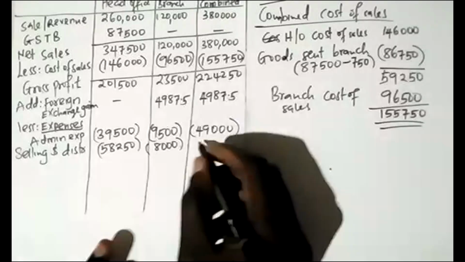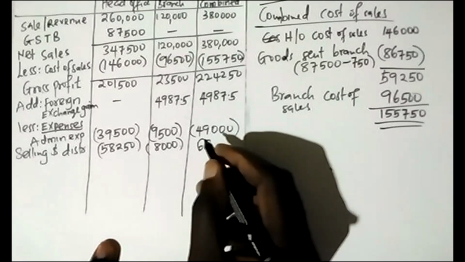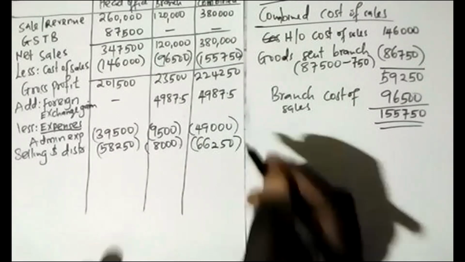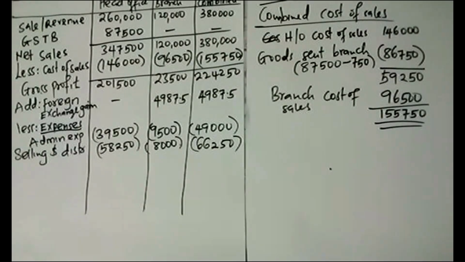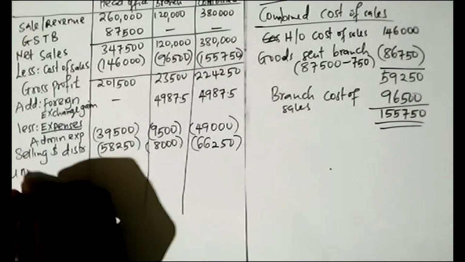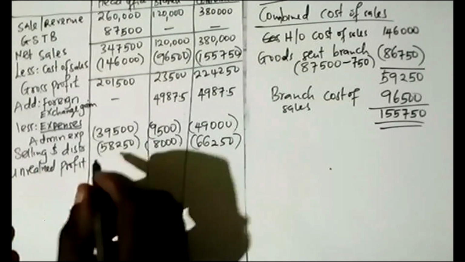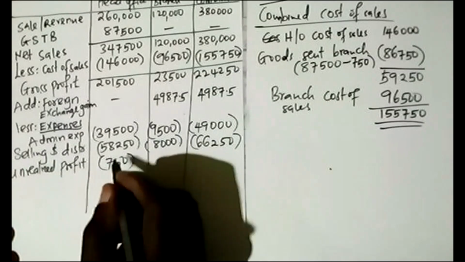So then the total of the two is 66,250, 66,250. So that unrealized profit, we have to subtract unrealized profit.